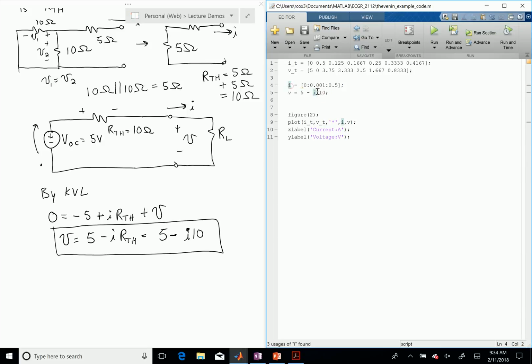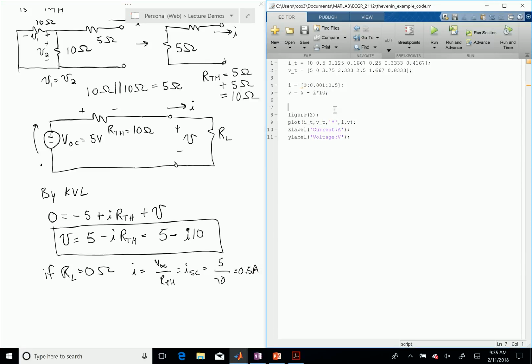I've defined I to be a vector of currents that starts at 0 and goes all the way to 0.5 in steps of 1 milliamp. Why am I starting at 0? Because that's the smallest current I can ever have, at open circuit. And why do I go to 0.5? Because I know that in this particular circuit, if RL is equal to 0 ohms, then I must be equal to VOC divided by RTH. We call this the short circuit current. For this particular circuit, it's 5 divided by 10, or 0.5 amps.